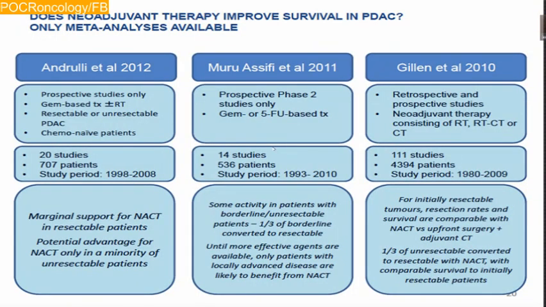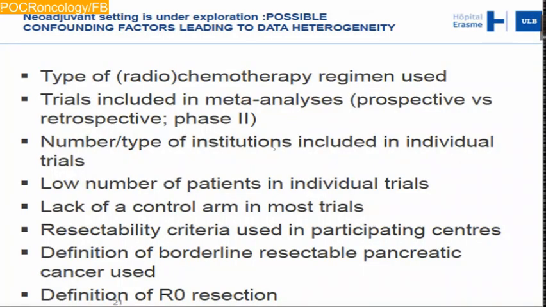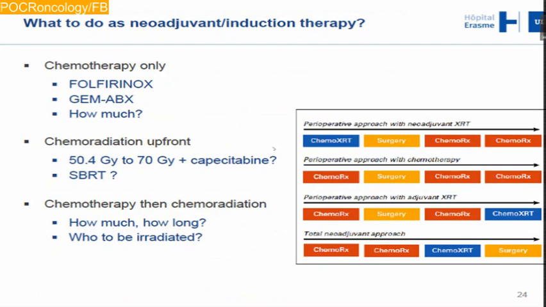These are the meta-analysis in patients with resectable disease. Again, small numbers, retrospective, definitions of R1, definition of borderline, definition of metastatic disease. So locally advanced, it was not clear among all these meta-analyses, with some benefits in patients with borderline resectable and a lot of questionable benefits in patients with resectable disease. So actually, the issue of neoadjuvant therapy in pancreatic cancer brings more questions than answers.